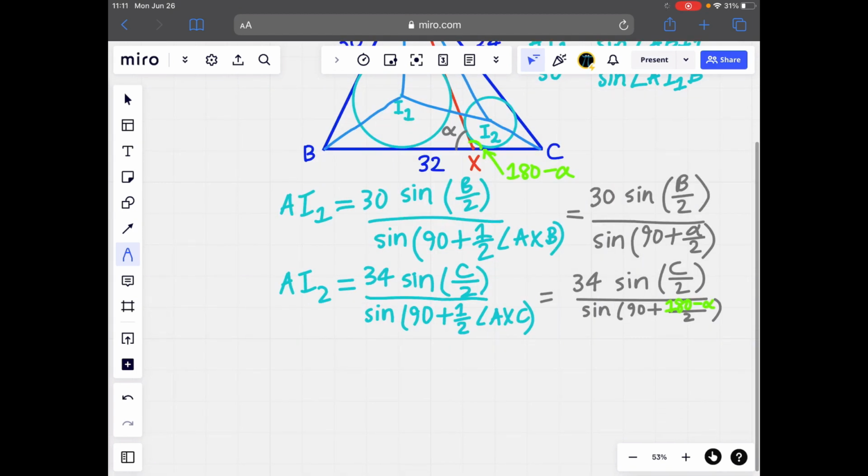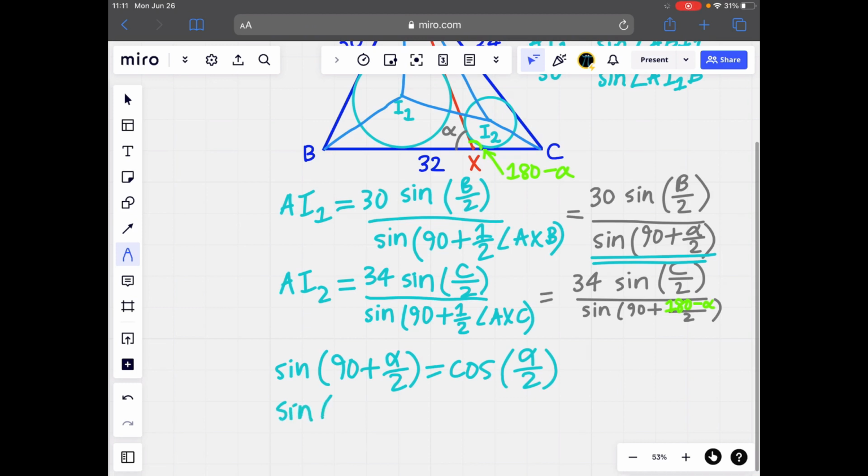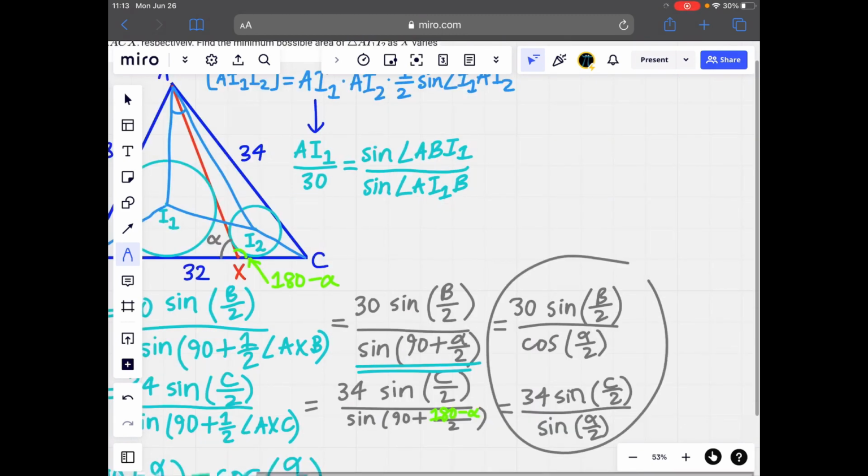We can simplify the two expressions we got for AI1 and AI2. For AI1, the sine of 90 plus alpha over 2 is just equal to the cosine of alpha over 2. And for AI2, the sine of 90 plus (180 minus alpha) over 2 is just the sine of (180 minus alpha) over 2, and that's just the sine of alpha over 2. We can form these expressions for AI1 and AI2.